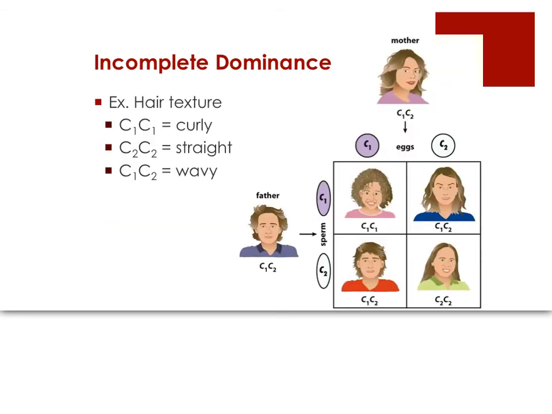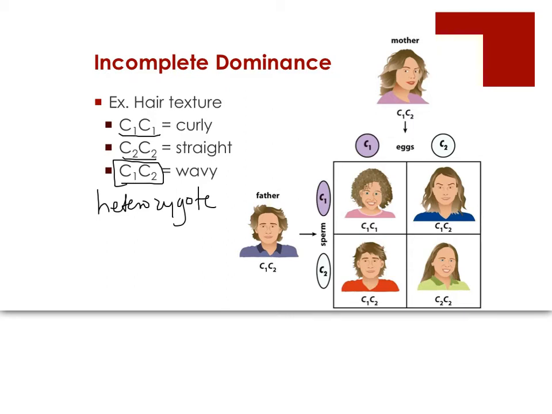Let's look at this in people. So again, hair texture is an example of incomplete dominance. In hair texture, if you are homozygous dominant, you have curly hair. If you are homozygous recessive, you have straight hair. And if you are a heterozygote, that's what we have here, you have wavy hair. So you show an intermediate phenotype in between the dominant and recessive phenotype.